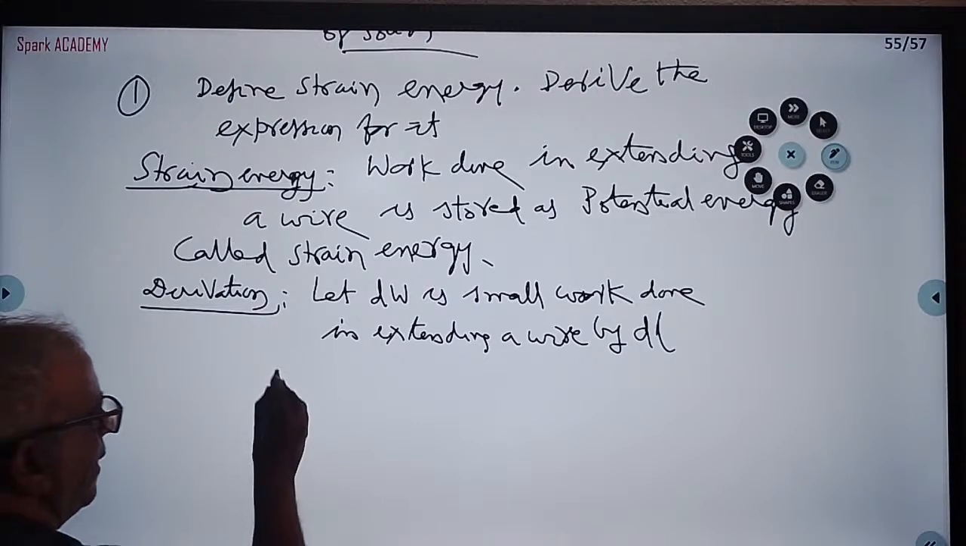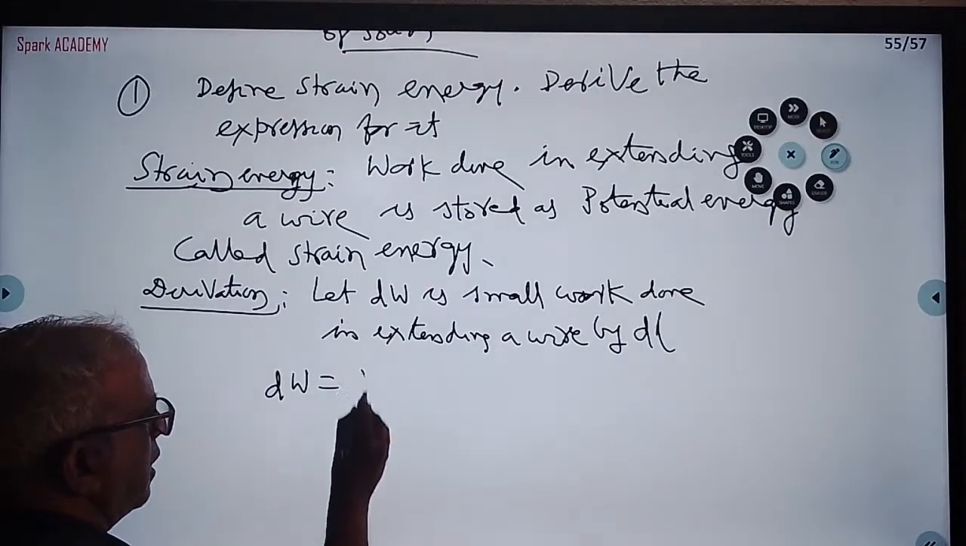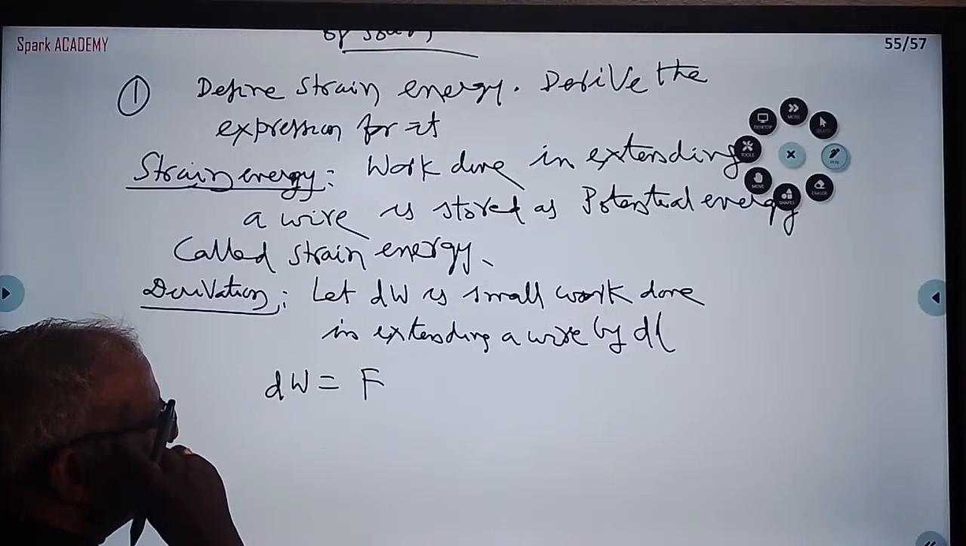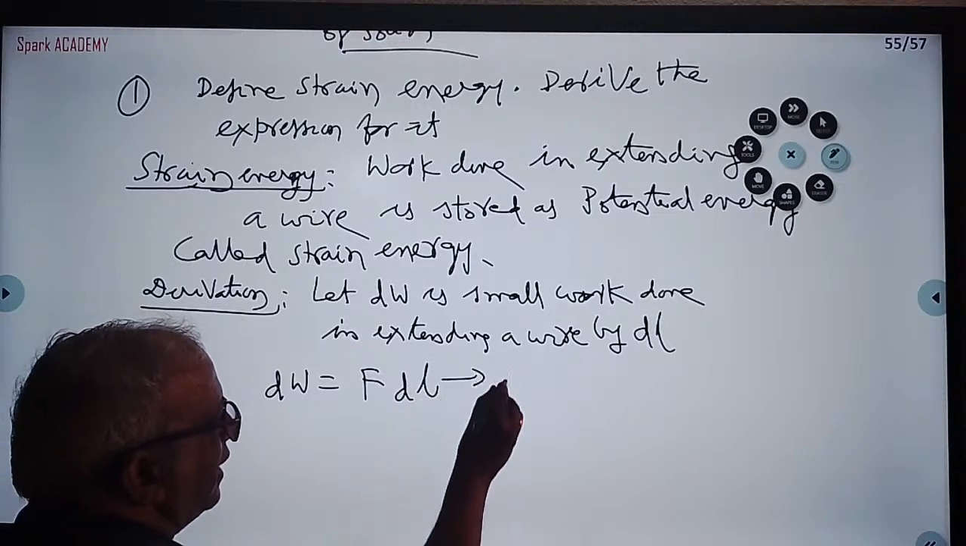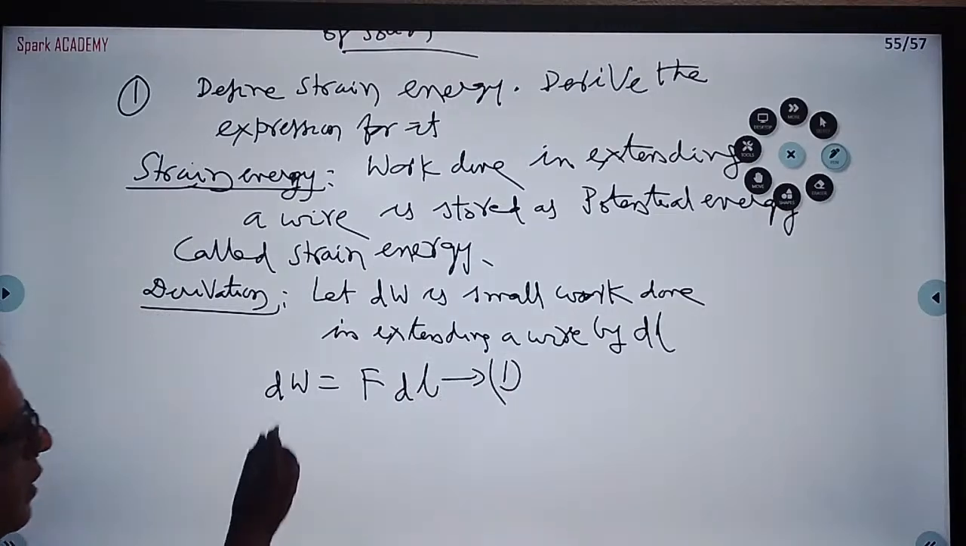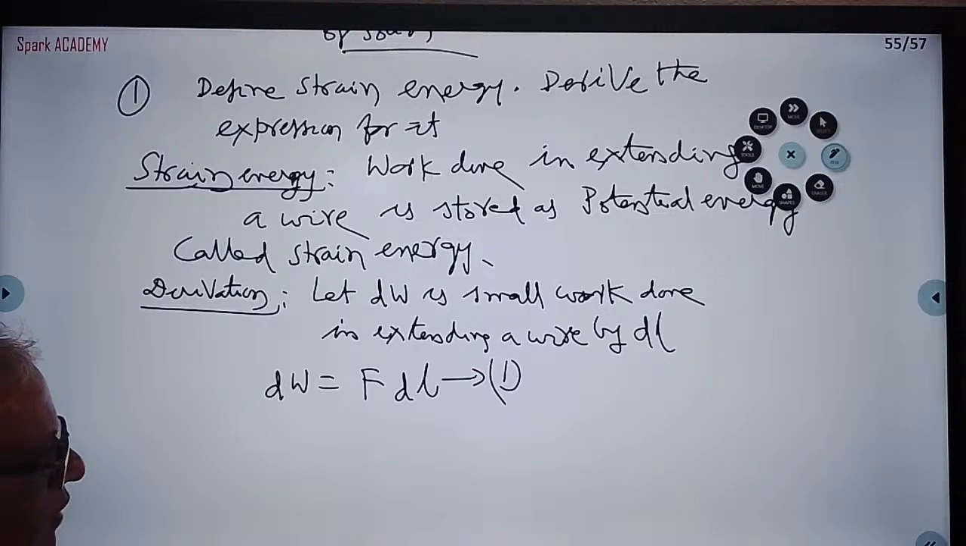I will write dW as nothing but the force used to extend the wire, F dl. This is the first equation. dW is the small work, F dl.